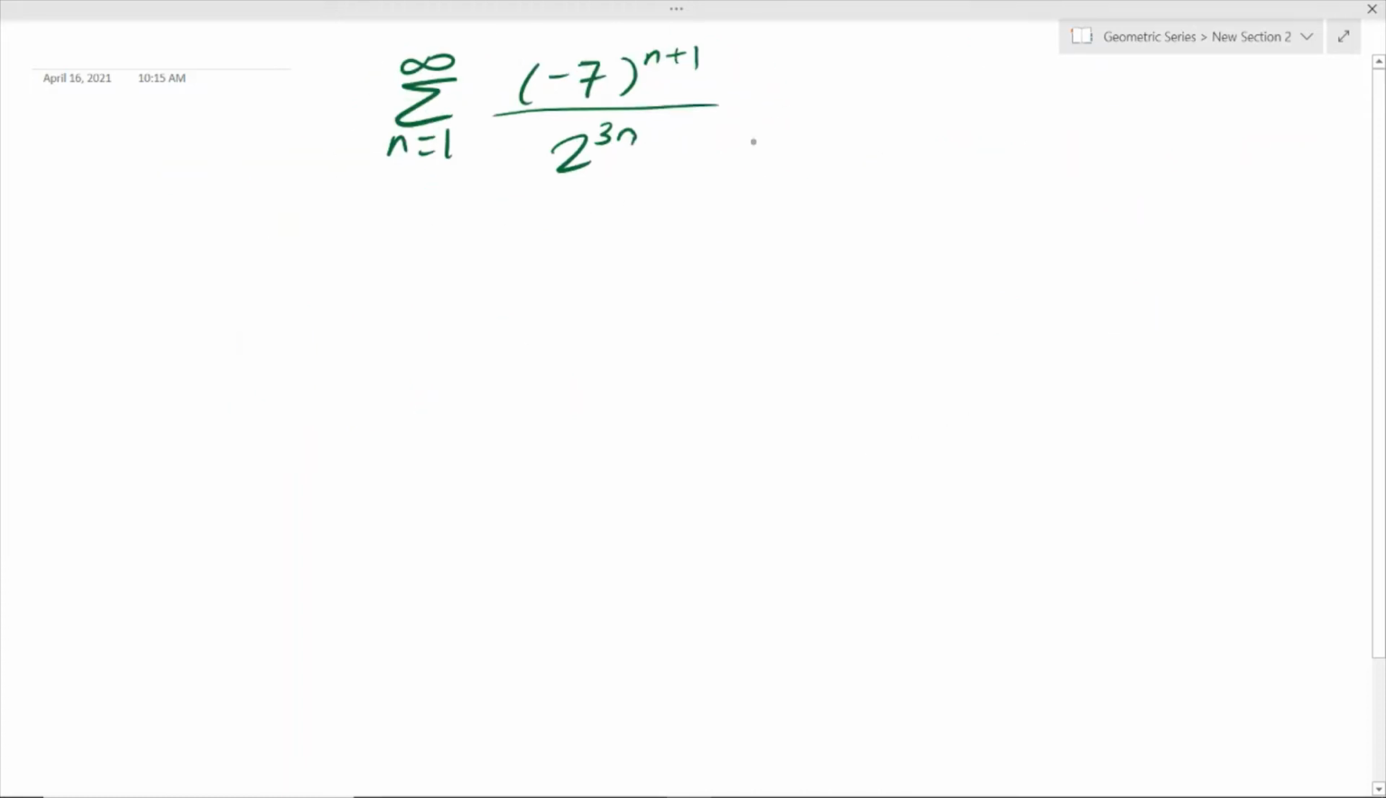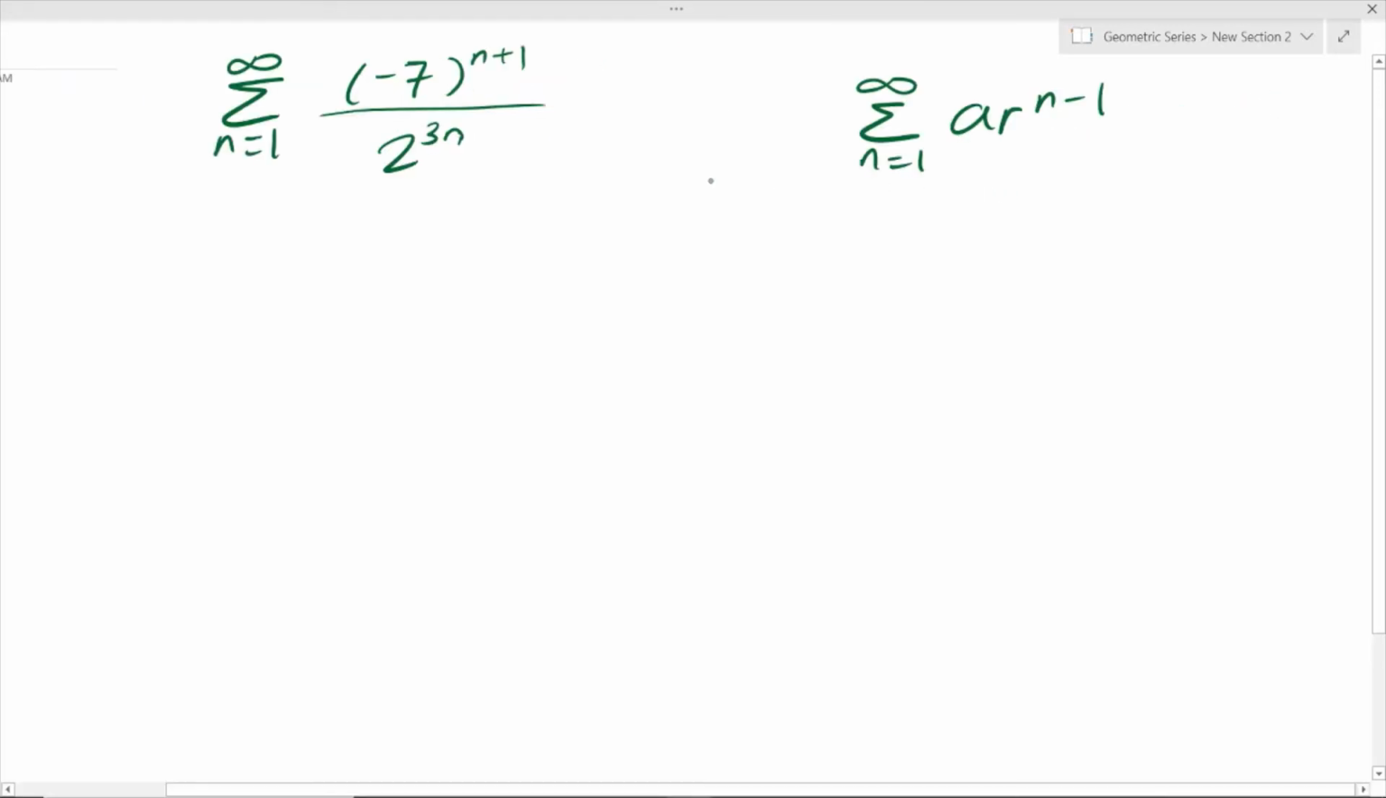Okay, so say now we have a series that looks like this, and we are going to have to determine whether it converges or diverges. We don't know, so we're gonna have to find out. And to find out, we have to make the series in the form of a geometric series. So a geometric series, recall, has the form that looks like this. So we're trying to change this series into this type of form.